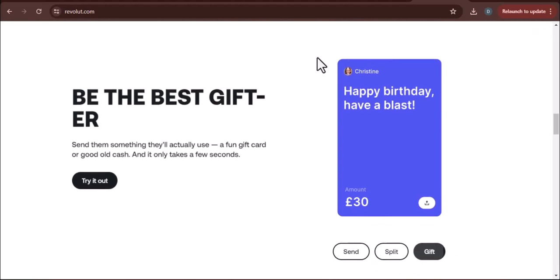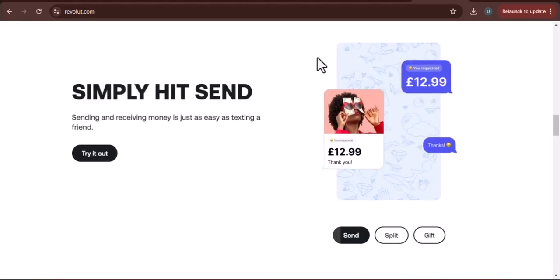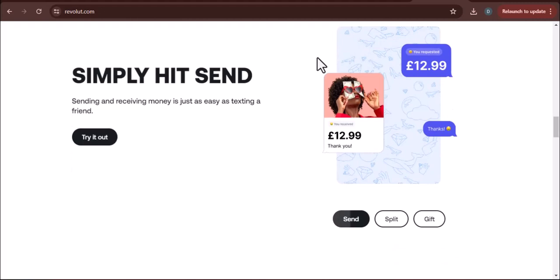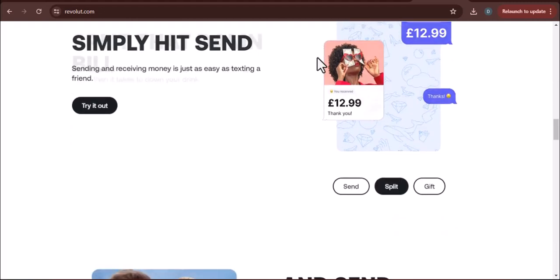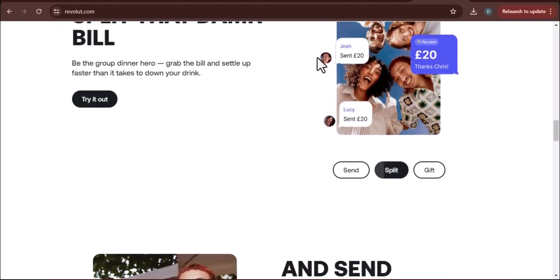Rounding up: turn your spare change into savings with Revolut's rounding up feature. Every card purchase rounds up to the nearest whole number, automatically depositing the difference into a designated savings vault. These tiny amounts can add up over time, creating a surprise cash cushion.